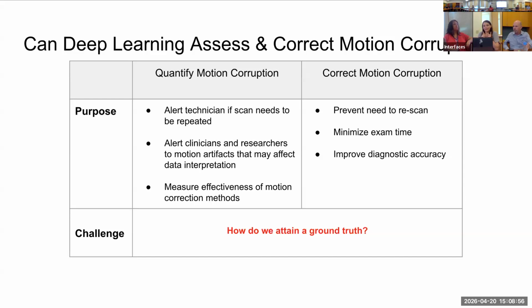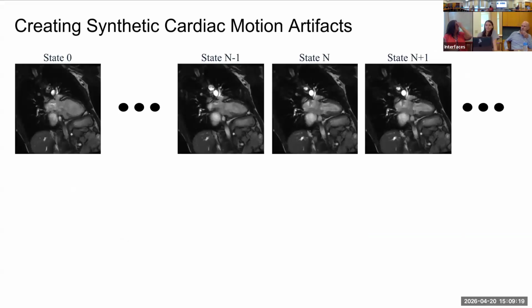The main problem is, what's our ground truth? We don't know what it should have looked like. No one can tell you what it should have looked like because the person moved. This becomes difficult because for most deep learning methods, you need what it should have been and what it currently is, so it can learn the relationship between the two. So this is where my project comes in.